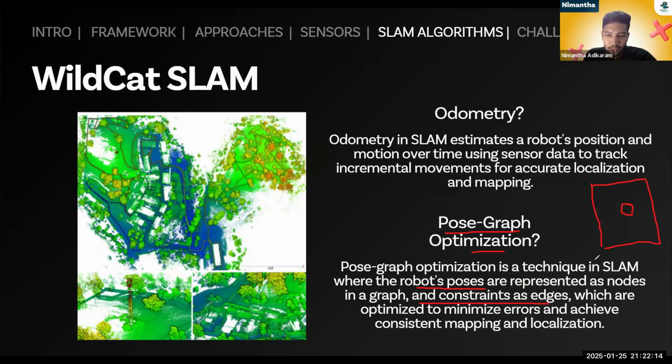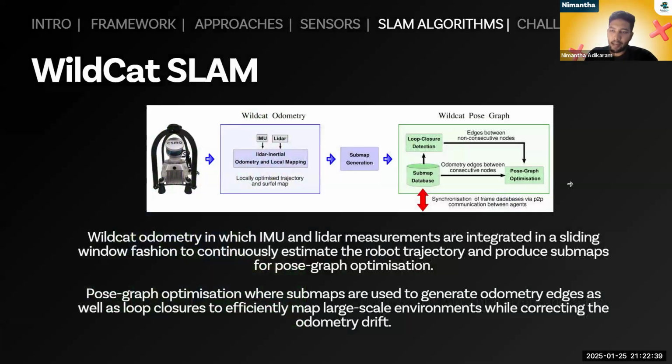Regarding the constraints, for example, here we have an object and we are here, so those are the constraints. We have to optimize to minimize the error to achieve consistent mapping and localization. This theory works like that. Hope you have a good idea about those two terms. Now we will move on to Wildcat SLAM.